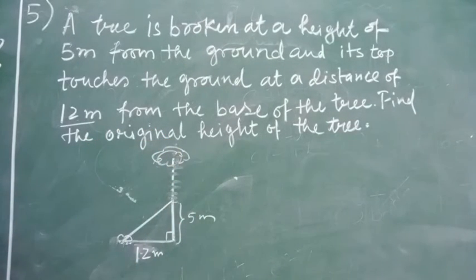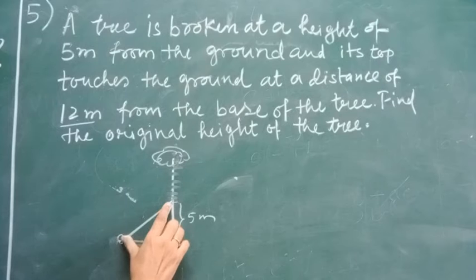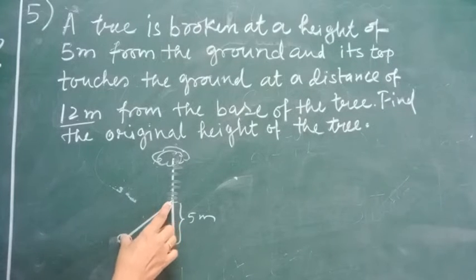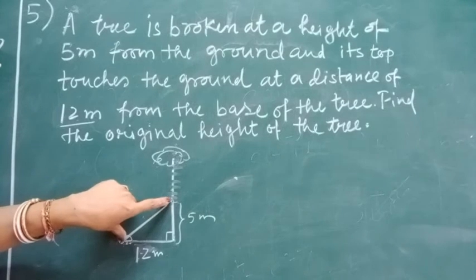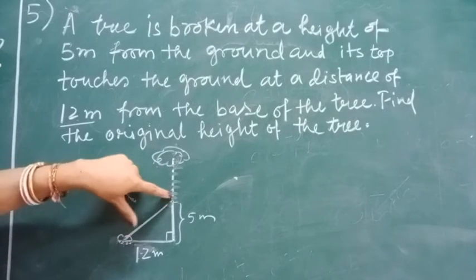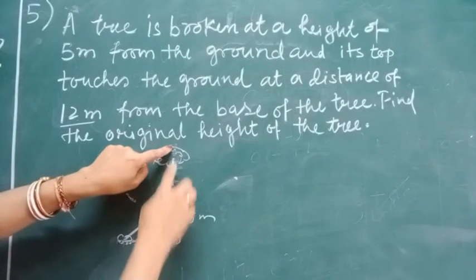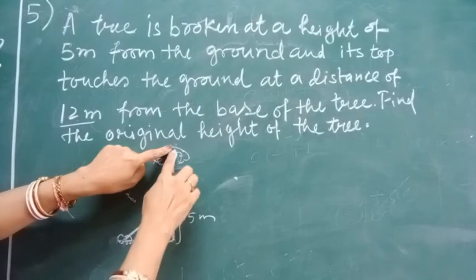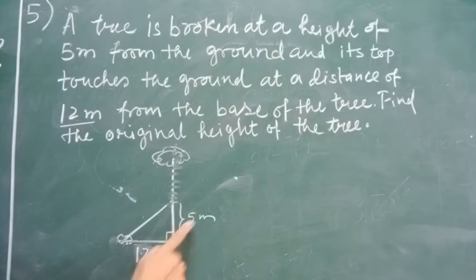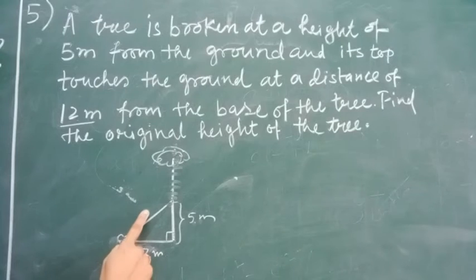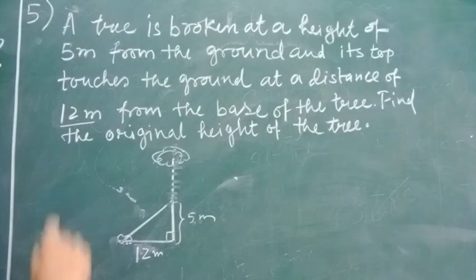What do you think? If I find out the length of this portion and the length of this portion, then it will be the original height of the tree. And you know that if the two shorter sides are given, you can easily find out the longest side, that means the hypotenuse, by using Pythagoras theorem. Is it clear? Okay, now we will start the sum.